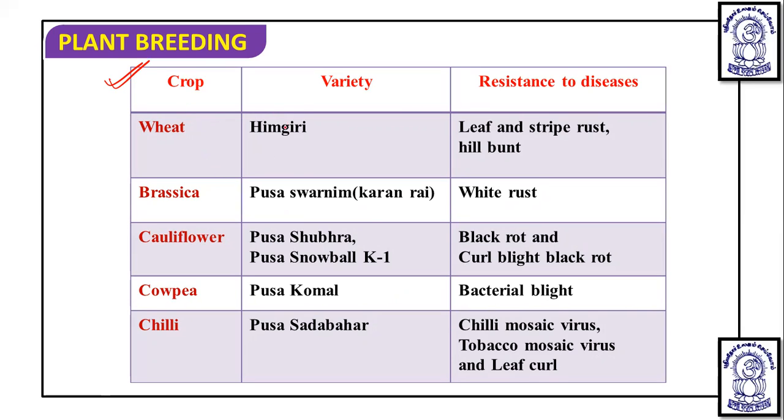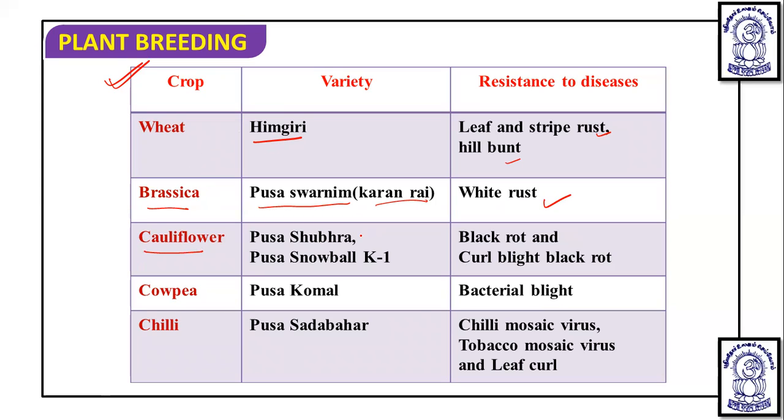So in wheat they have developed a new variety through conventional breeding, that is Himgiri. Himgiri variety of wheat shows resistance against diseases like leaf and stripe rust and hill bunt. Leaf and stripe rust means rust is caused on the leaf part. In Brassica, there is one variety named Pusa Swarnim, also known as Karan Rai, which gains resistance against white rust.